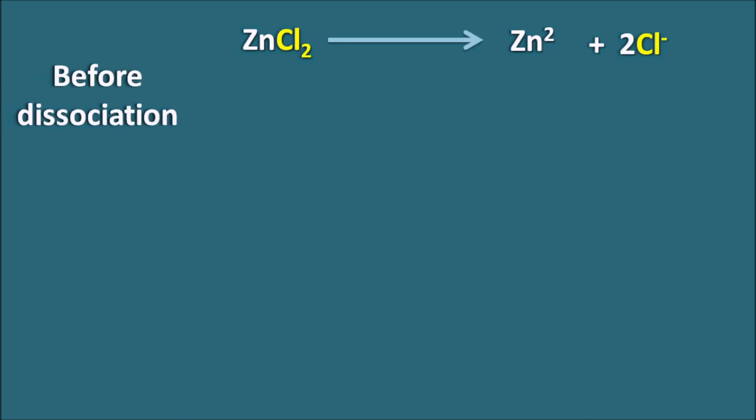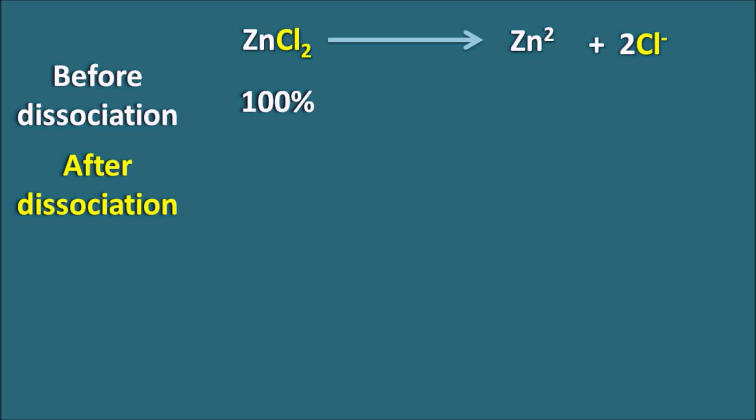Similarly, let us calculate the Van 't Hoff factor for zinc chloride. Zinc chloride is going to be split such that it gives Zn2+ as well as 2Cl-. Now again, before dissociation, 100% of zinc chloride is present. But when it is dissolved in the water, it undergoes dissociation. So after dissociation, how many ions are present?